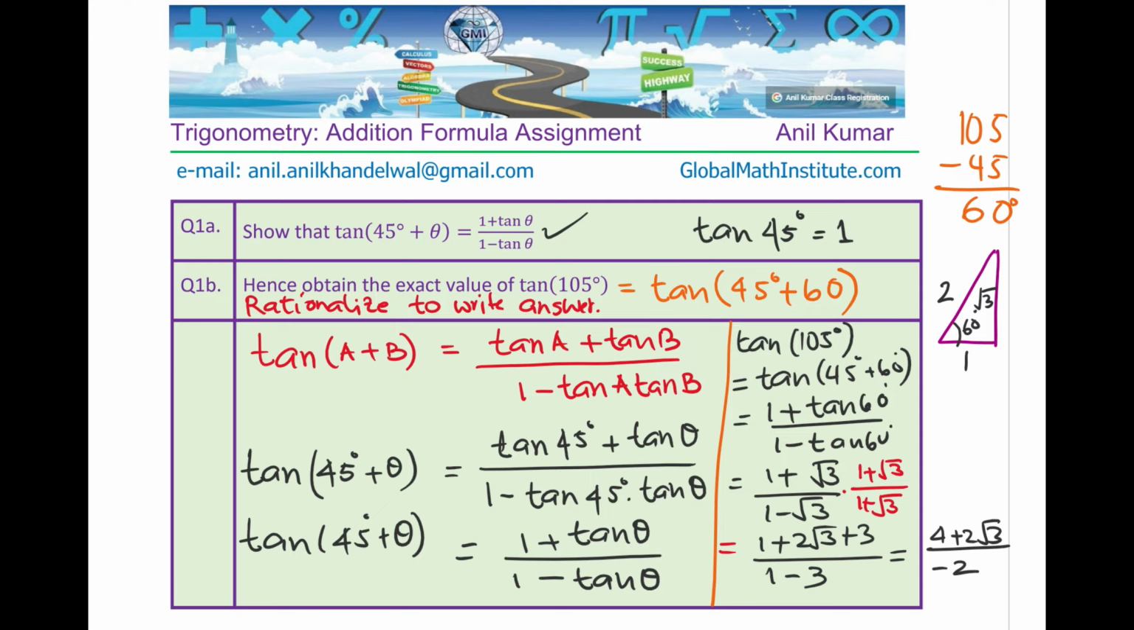So the answer here will be negative, 2 minus square root 3. Do you get it? That becomes the exact value for tan 105. You can see that 105 is in quadrant 2 and therefore it should be a negative value. You know the CAST rule, correct? So tan 105 should be negative, and as we can see, we got the answer, which is minus 2 minus square root 3.